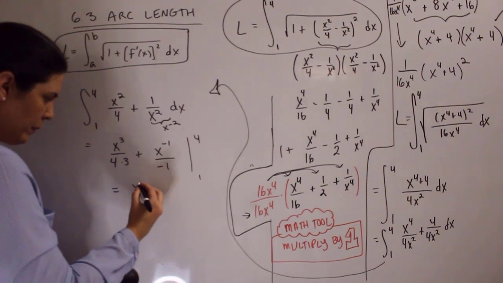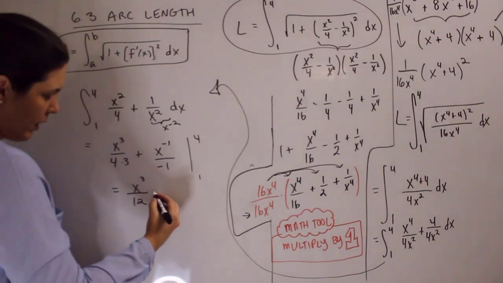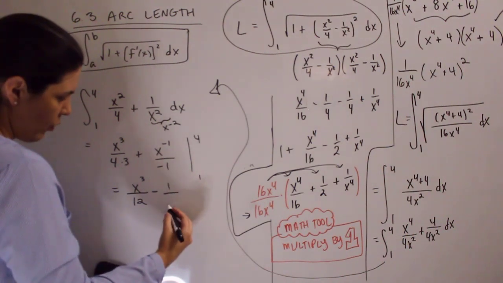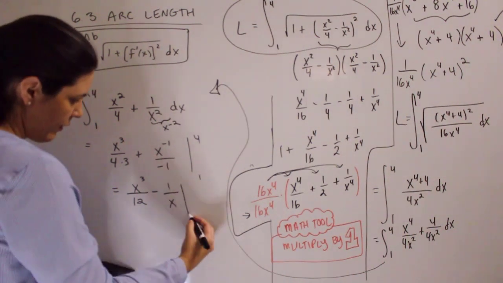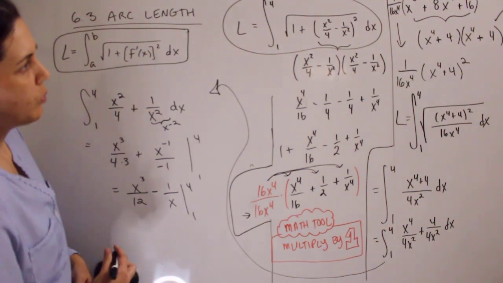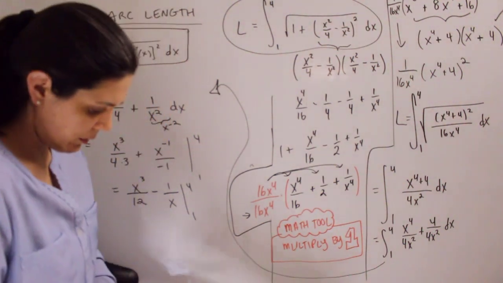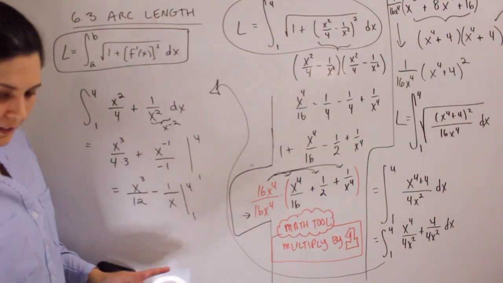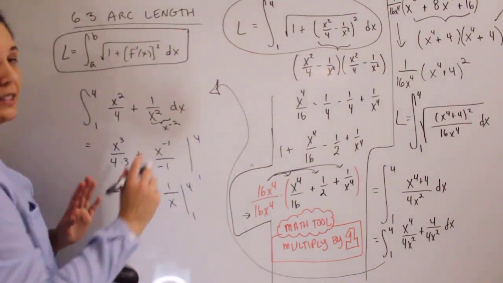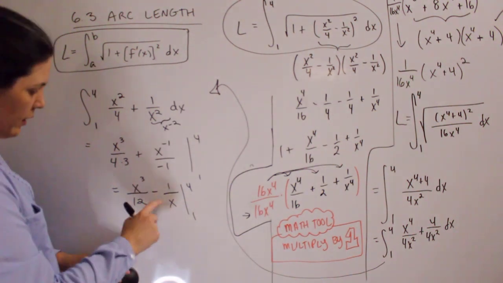Then make this look a tiny bit nicer. x cubed over 12 minus 1 over x, evaluated from 1 to 4. And I think this actually looked really close to what our original function looked like. I did erase it, but let me look back at my notes. Yeah, so this is just a coincidence, but it looks very much like our original function other than this was a plus sign.